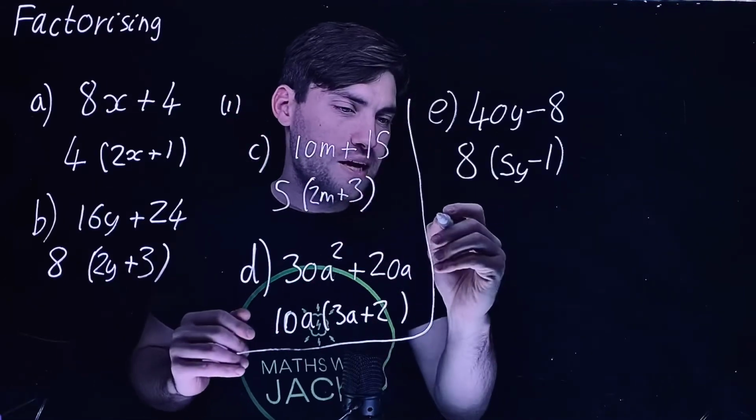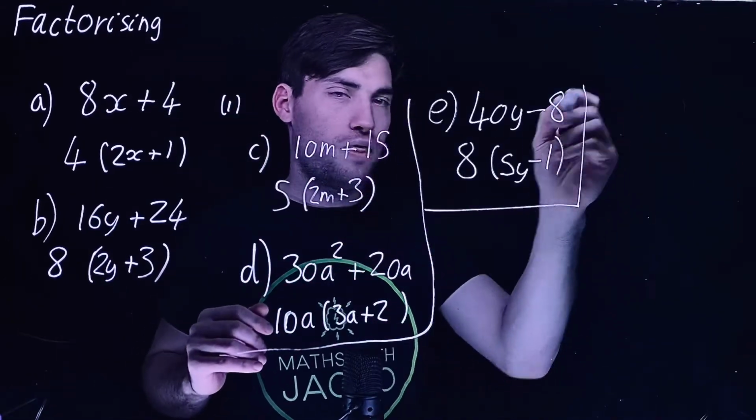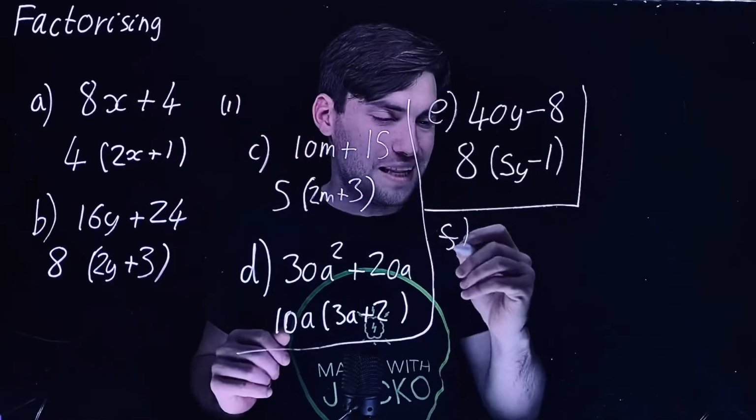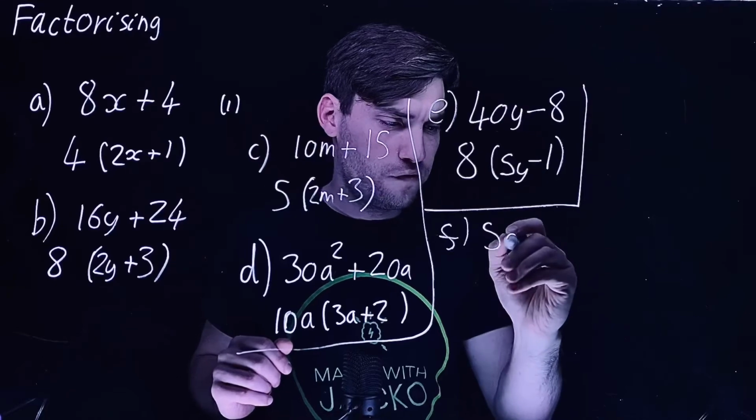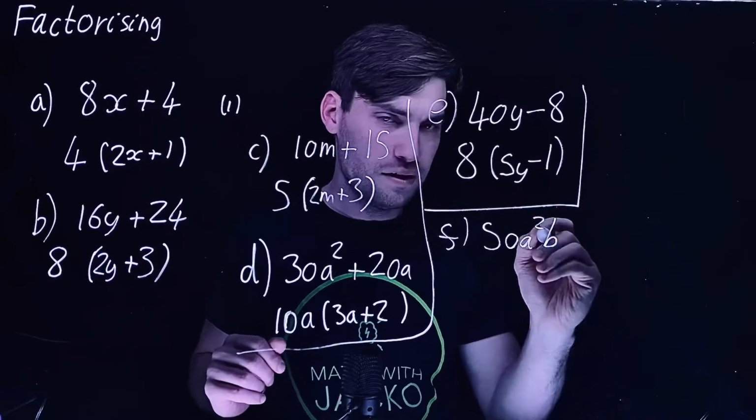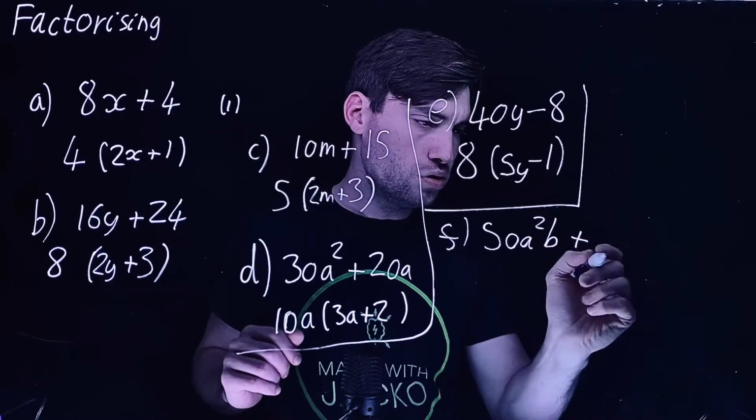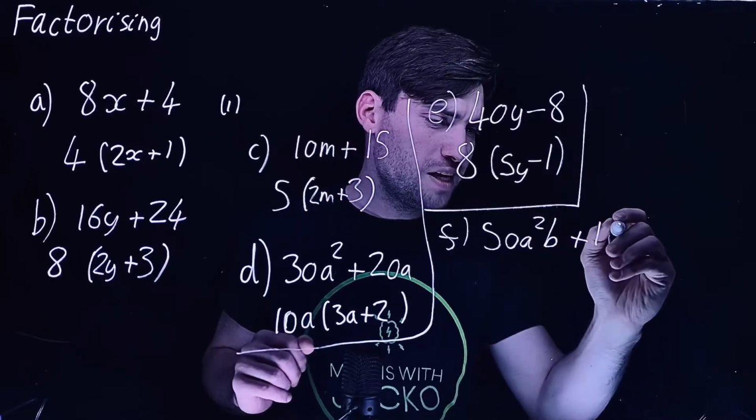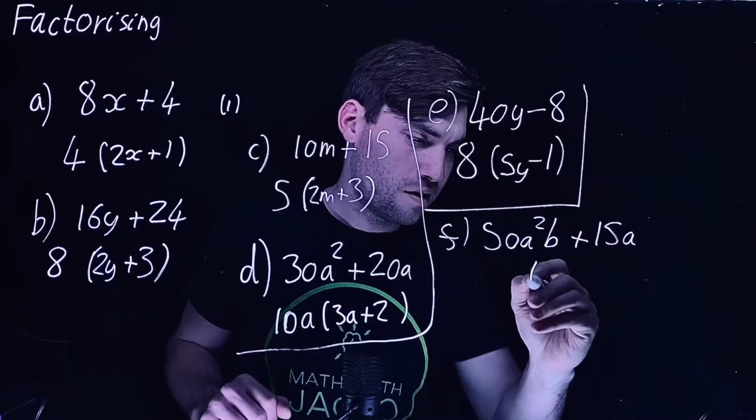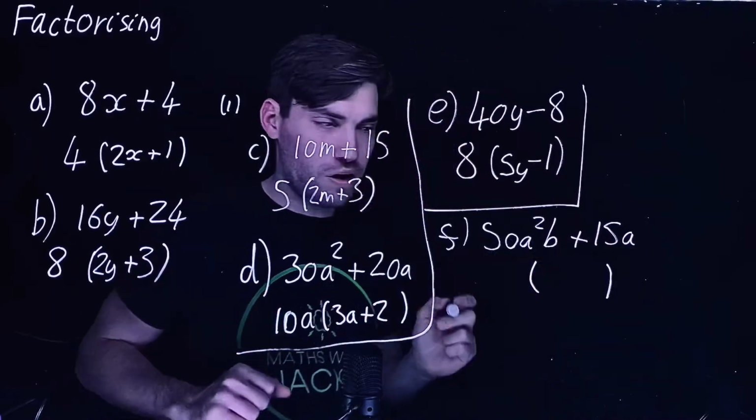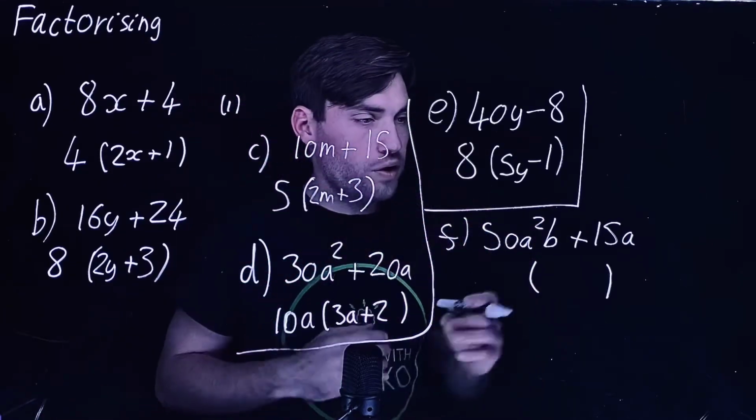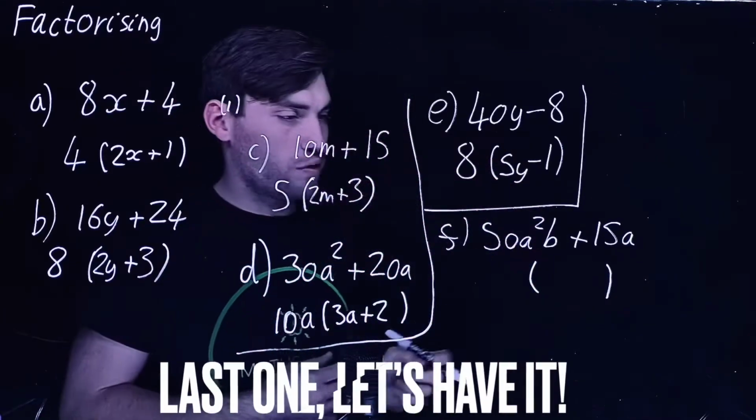Let's step it up that bit more. What about if you've got something like this? 50a squared b plus 15a. A lot different, this one. This next one would be 2 marks in an exam. There's a lot going on, so pause the video, have a go at that one.